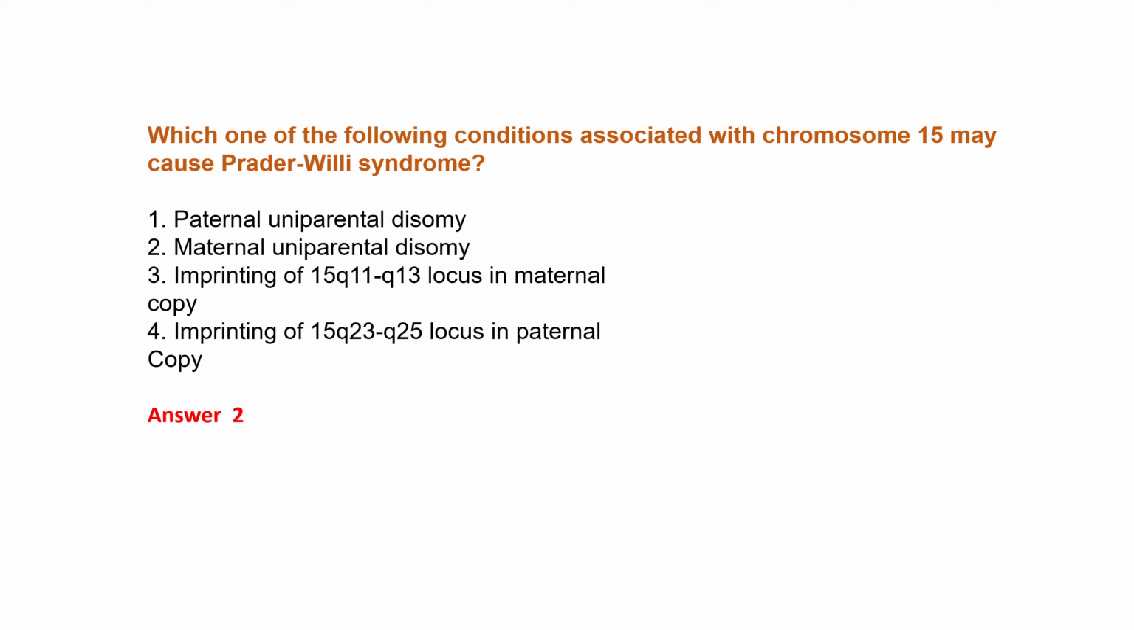Which one of the following conditions associated with chromosome 15 may cause Prader-Willi syndrome? Option 1, paternal uniparental disomy. Option 2, maternal uniparental disomy. Option 3, imprinting of the 15q11-q13 locus in maternal copy. Option 4, imprinting of the 15q23-q25 locus in paternal copy. So the right answer will be maternal uniparental disomy. That is associated with chromosome 15 and may cause Prader-Willi syndrome.